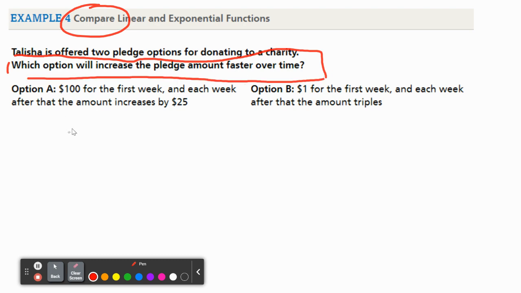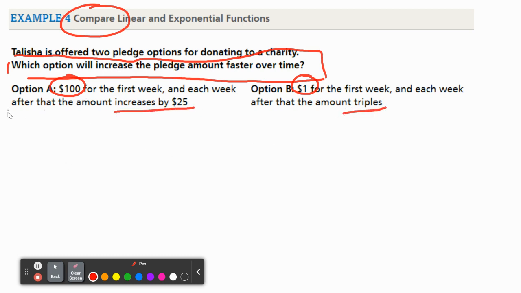So we have option A. We're going to give $100 for the first week, and then each week after that, we're going to increase by 25. Option B, $1 for the first week, and then each week after that, the amount triples. So if you look here initially, you might say, well, if you're going to start with 100 here and only $1 here, of course the 100 is going to end up giving more money. Okay, but again, you have to be aware of this idea of increasing by 25 versus tripling.